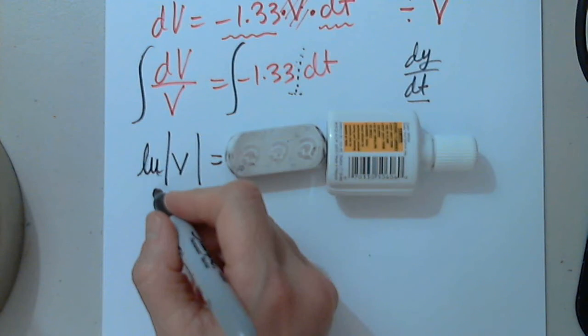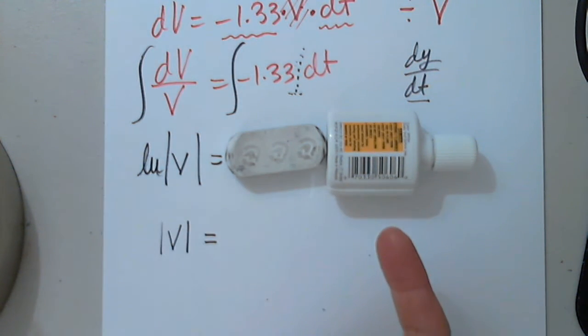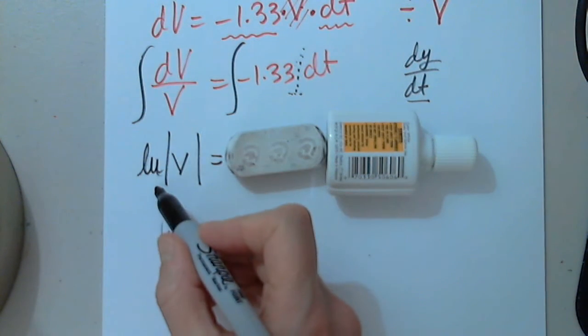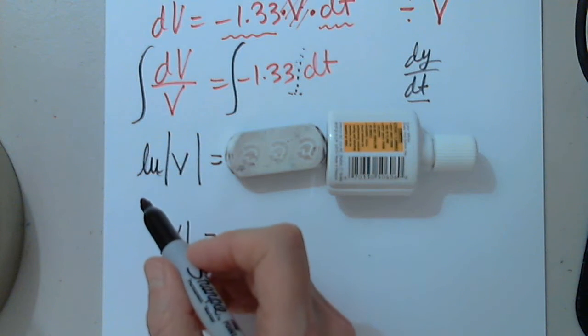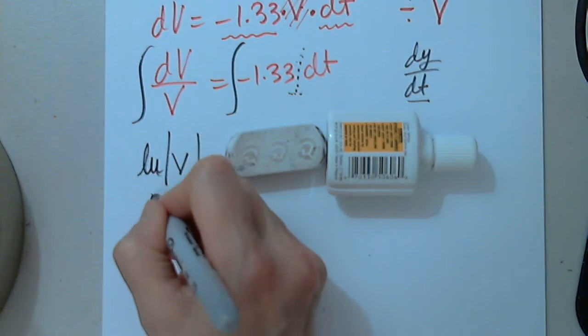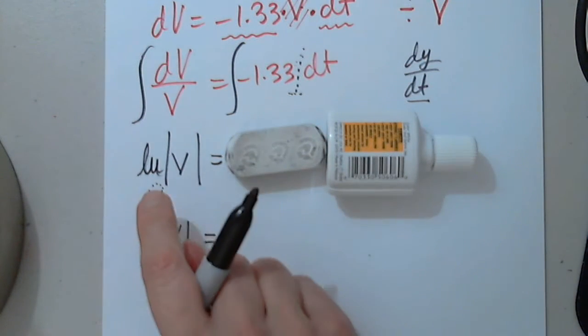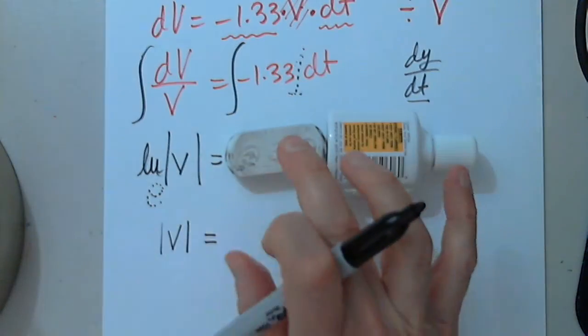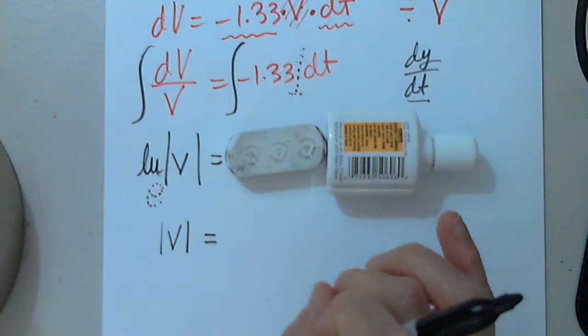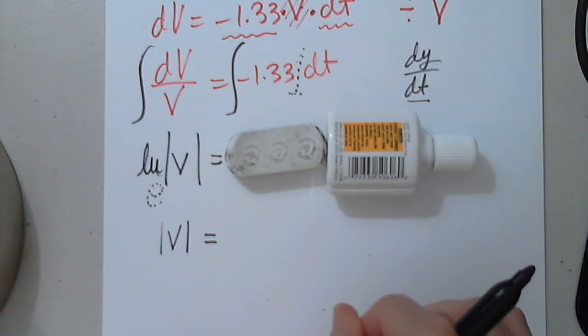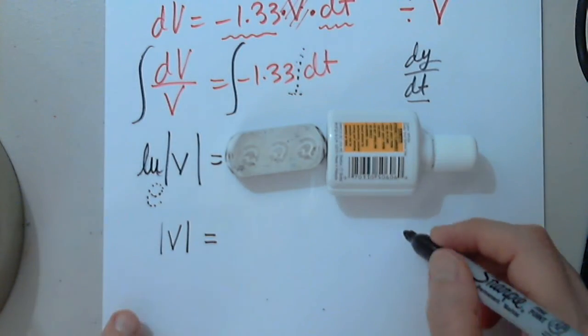What is the base here? I don't see a base. But we know what the base is for natural log. It's e. Exactly. It's e, indeed. So, let's say I have natural log of the absolute value of v is 5. How do I solve the equation? Assuming that it's 5. Let's do that on the side.